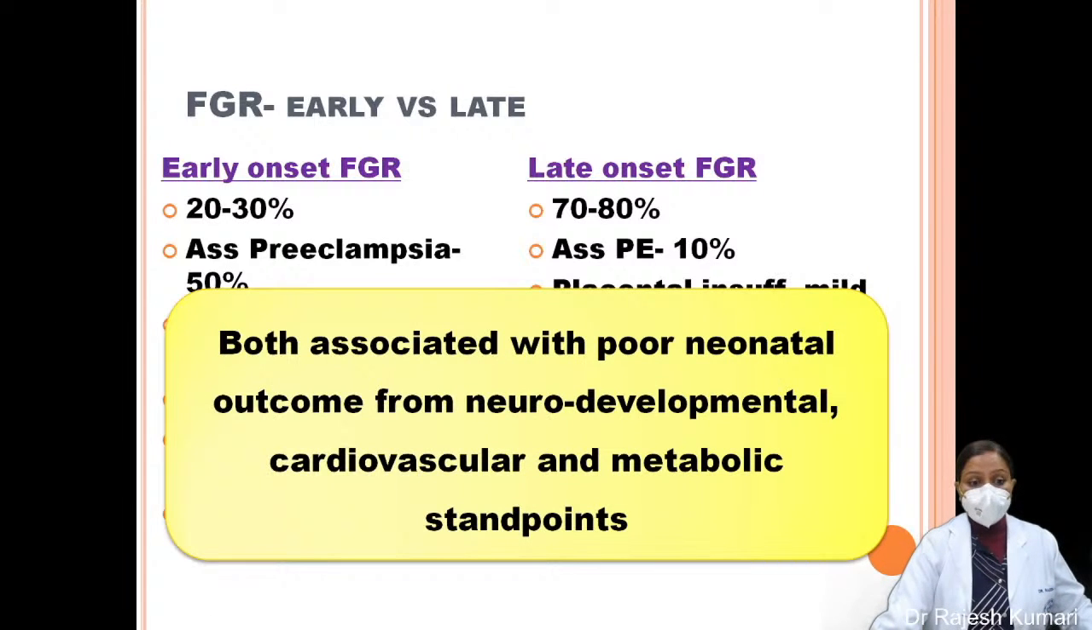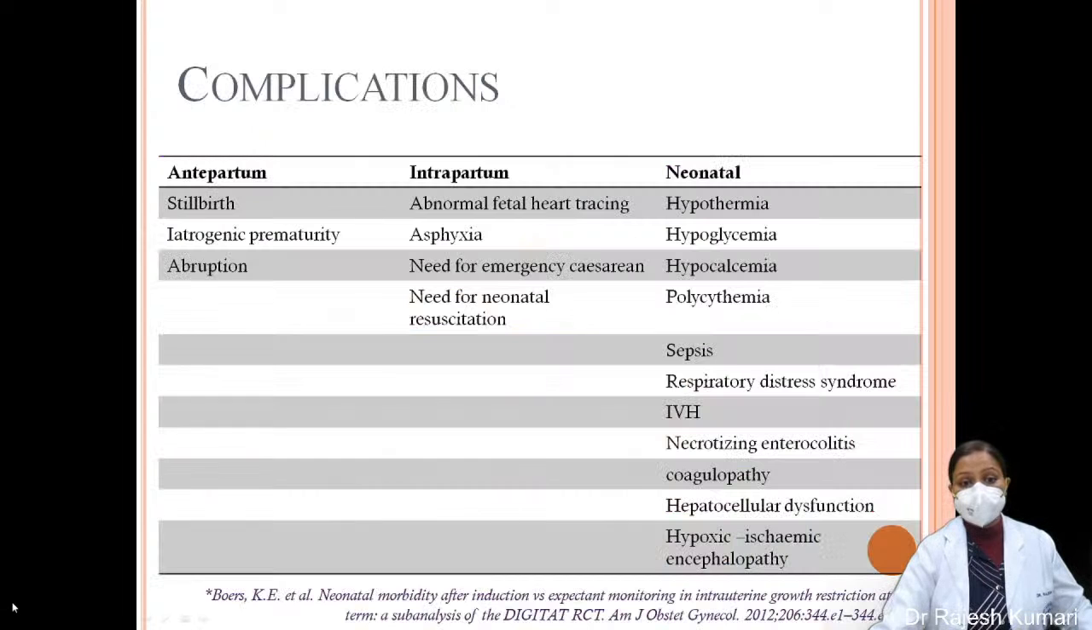Both are associated with poor neonatal outcome from neurodevelopmental, cardiovascular, and metabolic standpoints. Complications in the antepartum period: there are chances of stillbirth, iatrogenic prematurity, and abruption. During intrapartum: abnormal fetal heart tracing, asphyxia, need for emergency cesarean, need for neonatal resuscitation. Neonatal period: there are chances of hypothermia, hypoglycemia, hypocalcemia, polycythemia because of premature baby or small for gestation baby, sepsis, respiratory distress syndrome, IVH, necrotizing enterocolitis, coagulopathy, hepatocellular dysfunction, and hypoxic ischemic encephalopathy.